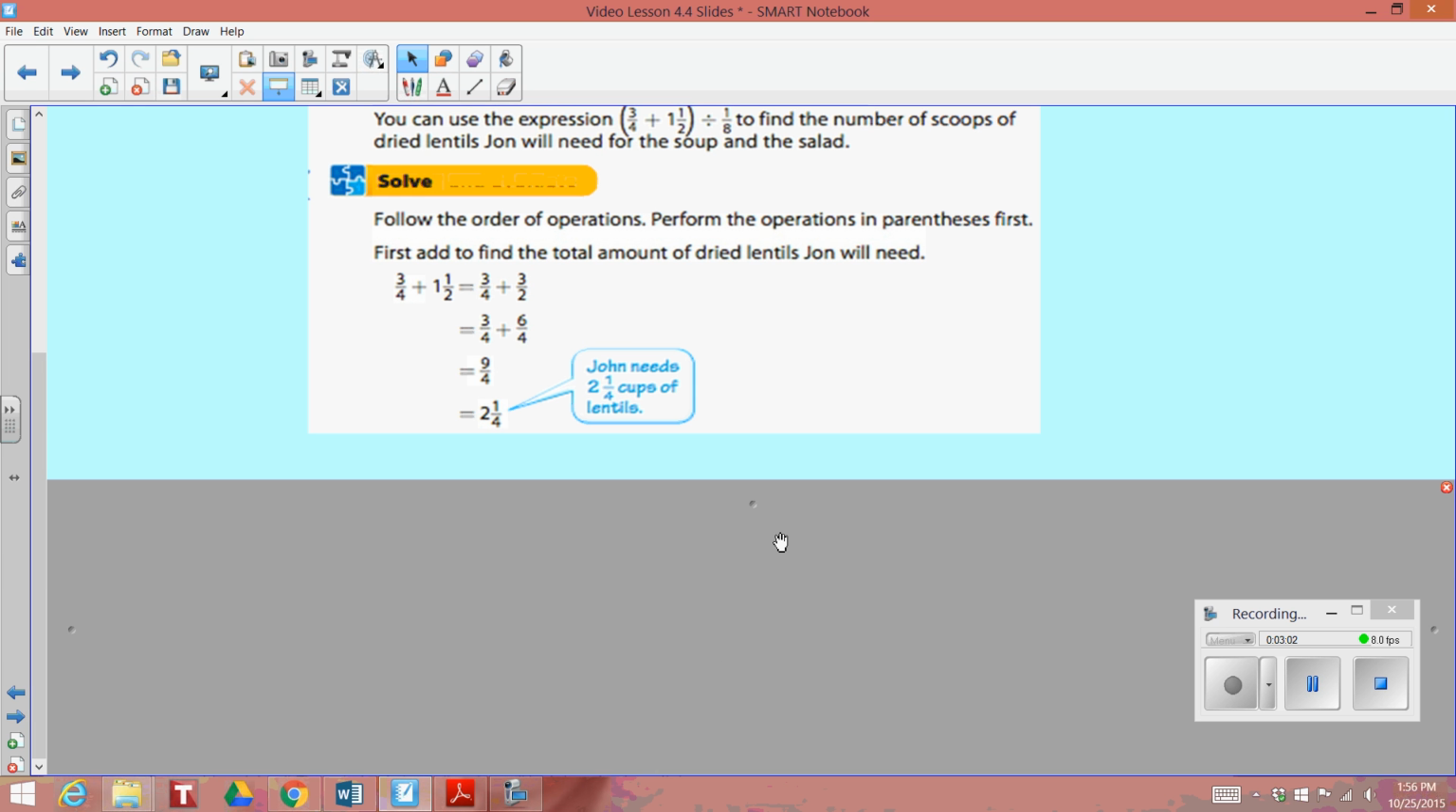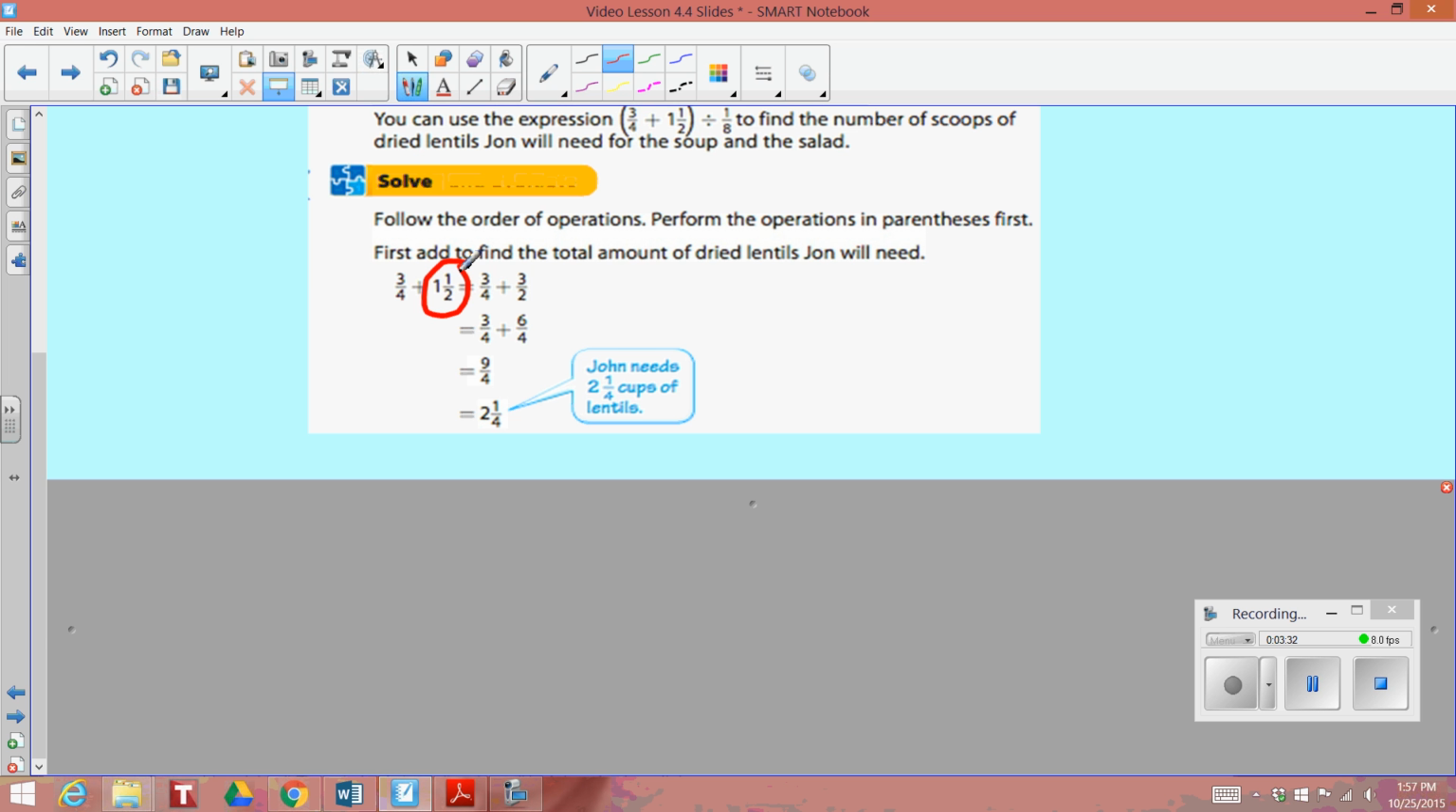If we take 3/4 and add it to 1.5, it's like saying 3/4 plus 3/2. Remember, that 1.5 is a mixed number. It has whole numbers and fractions. If we wanted to just make that into an improper fraction, it would be 3/2. And adding 3/4 plus 3/2 is a lot simpler than trying to add the mixed number. So always change your mixed numbers to improper fractions when needed.